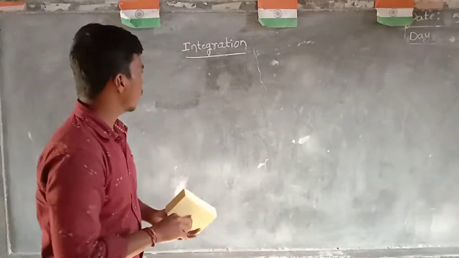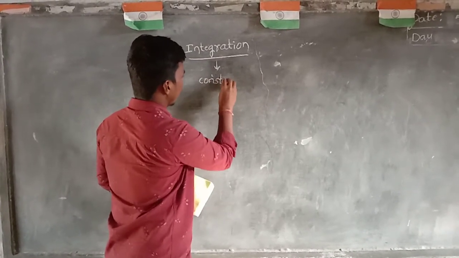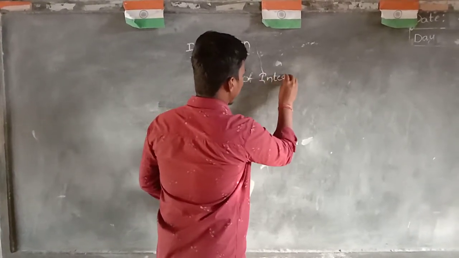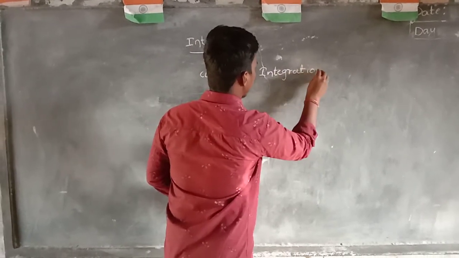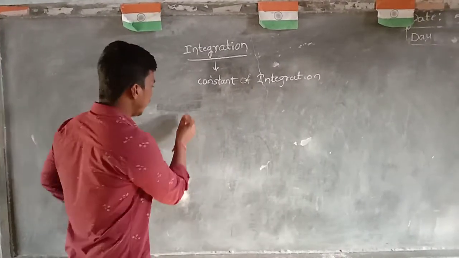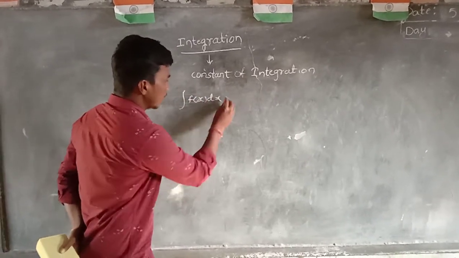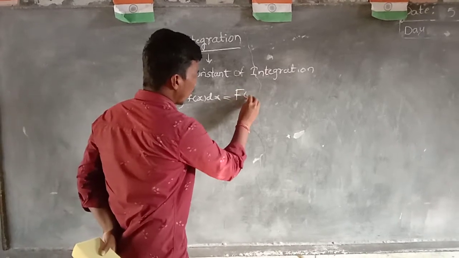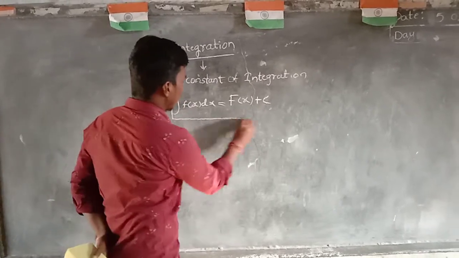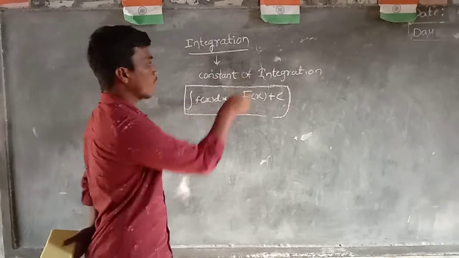For example, the first one is the constant of integration. Take the integration of f of x dx is equal to capital F of x plus c. This is the formula, and we have to remember this constant of integration.